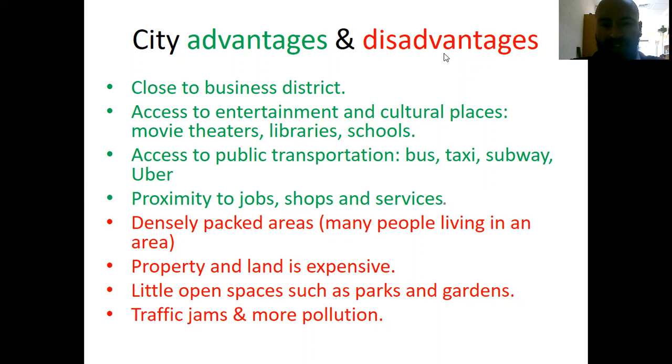As for the disadvantages, we are talking about negative things of living in the city. We live in densely packed areas, and the population density tends to be higher. If you want to buy a property or land, it is very expensive to do it here in the city rather than in the rural area. We have little open space such as parks, and traffic jams. I mean, we live in Chihuahua, where our traffic jams take 20 minutes, 30 minutes at most, but we suffer from that. And we also suffer from pollution.